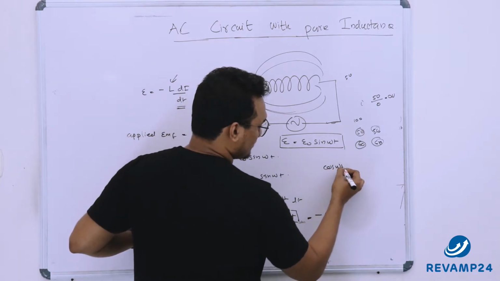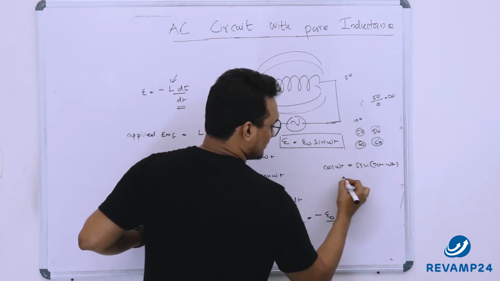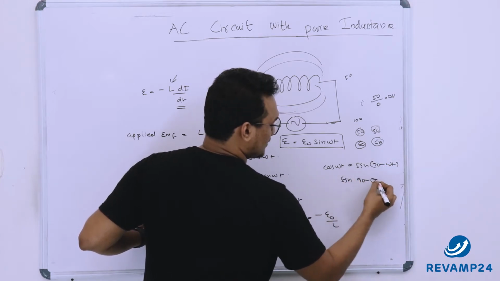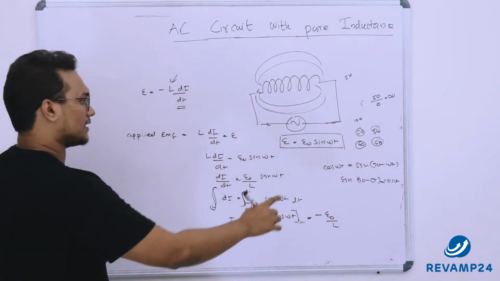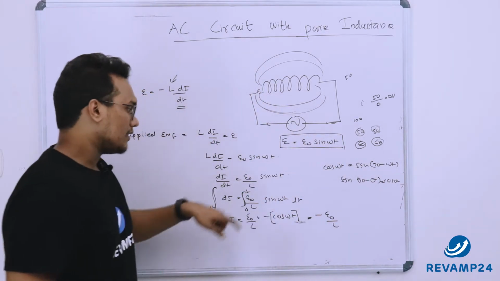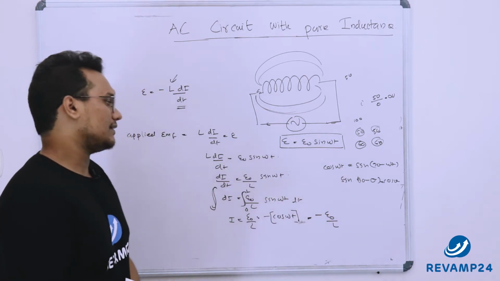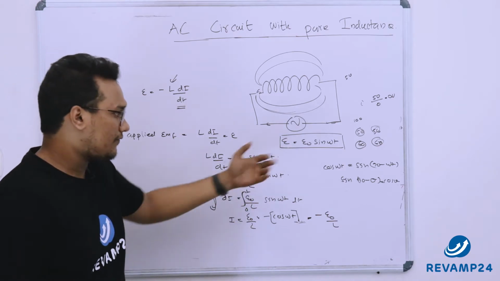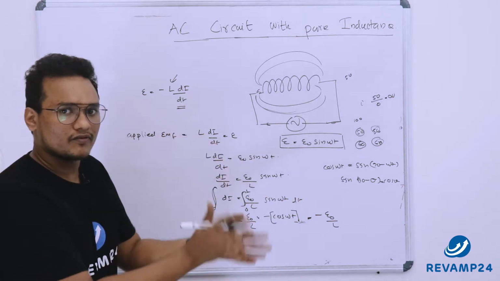Cos omega t is nothing but sin 90 minus omega t. See, sin 90 minus theta is equal to cos theta. Why have I converted in this way? Because our input is a function of sine. Now if our output, I mean our current, is also a function of sine, then we can easily compare whether it is in phase or out of phase.